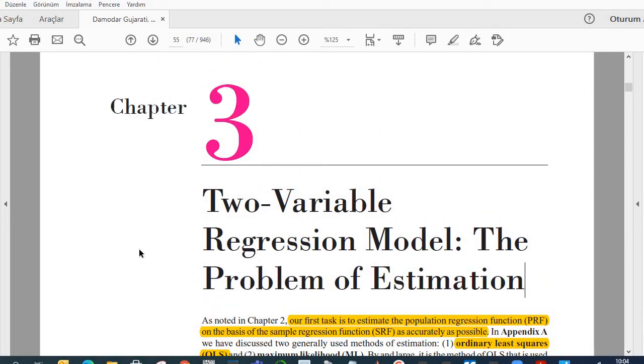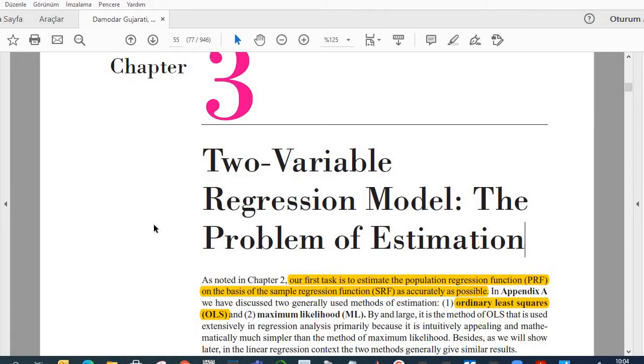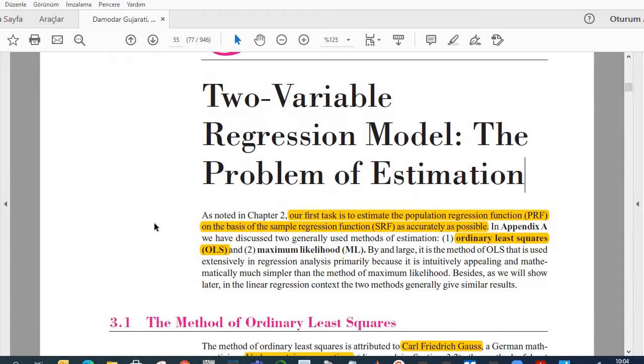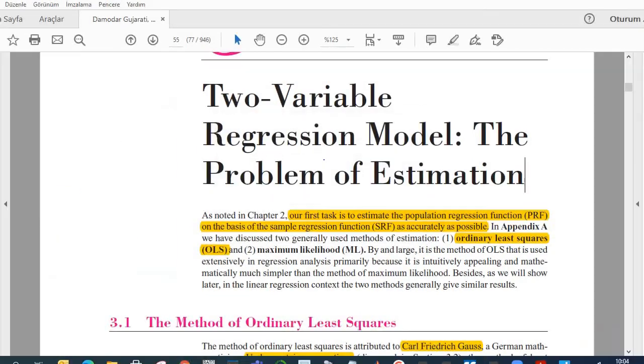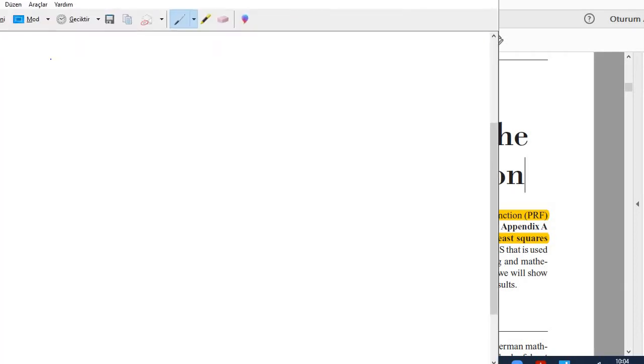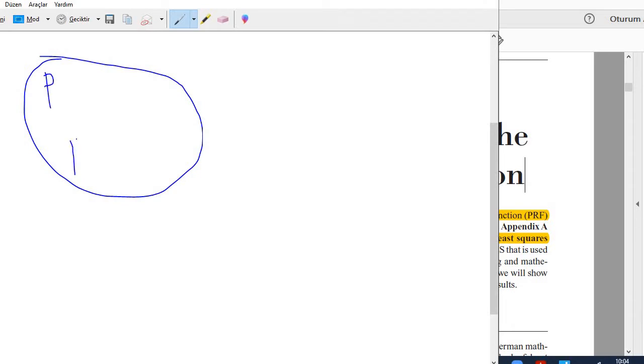Now this week we will continue with the two-variable regression model, the problem of estimation. As noted in chapter 2, our first task is to estimate the population regression function on the basis of sample regression function. So from our population, we know that we have two parameters, intercept and slope parameter, beta 1 and beta 2.